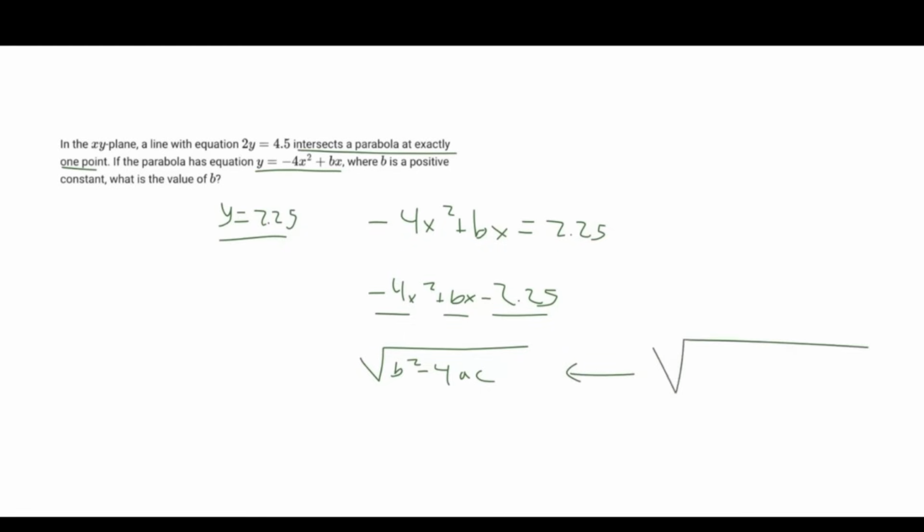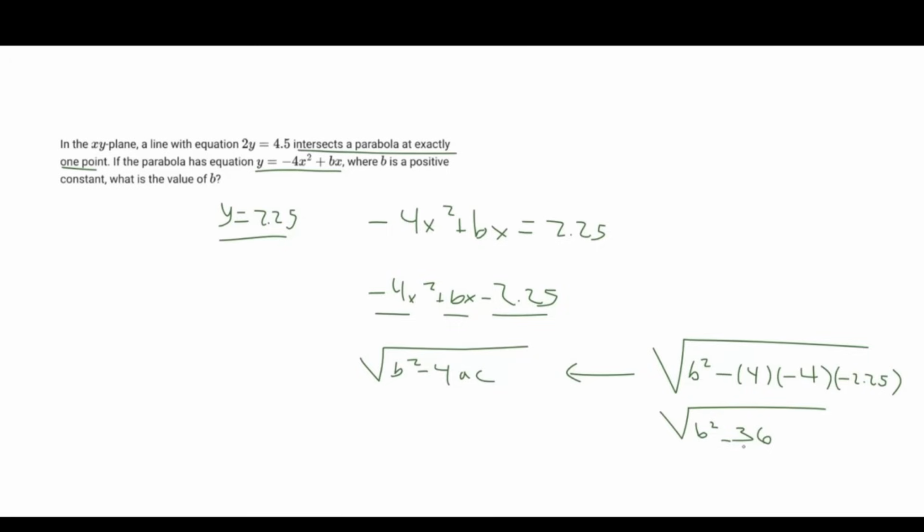So right here, we can just write this out because we know the a and c values. So right here, we have b squared. We don't know what b is. We know it's minus 4, then a is negative 4, and c is negative 2.25. So we can calculate this out, and this is what we will get. We'll get b squared minus 36. All right, so now we have b squared minus 36, right, under the discriminant.